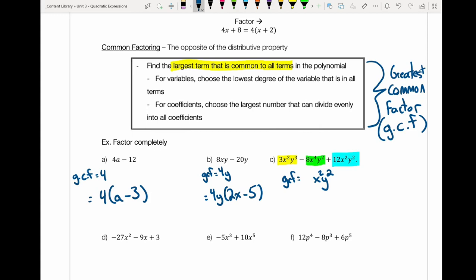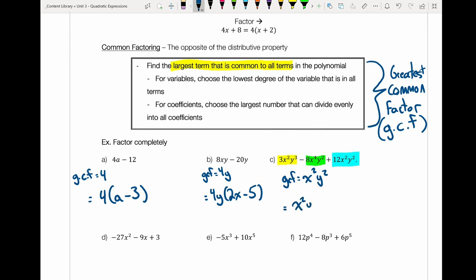Now I need to look at the coefficients. What is the largest number that can be divided into 3, negative 8, and 12? And if you think about it, the largest number that can divide into all of those is only going to be 1. So I could put a 1 here, or I don't have to. It's up to you. But my greatest common factor is going to be x squared y squared.